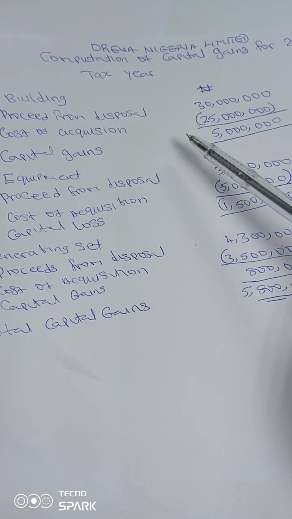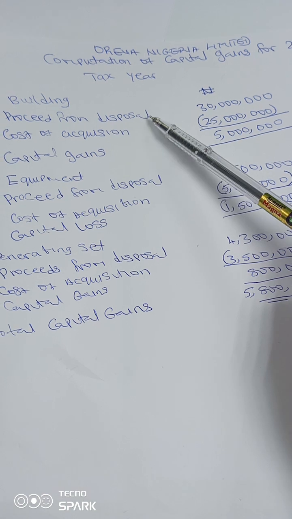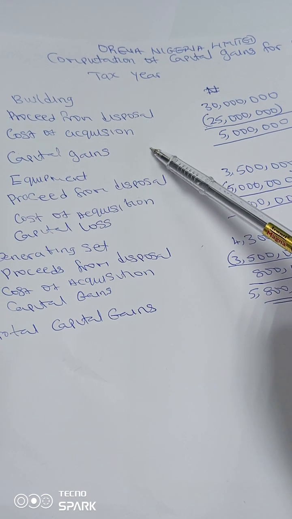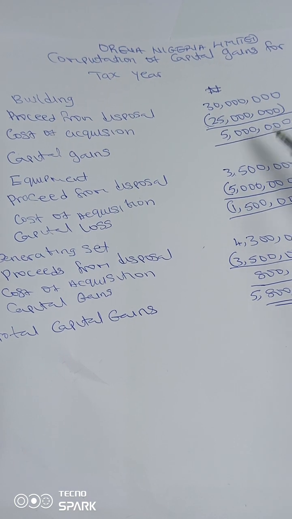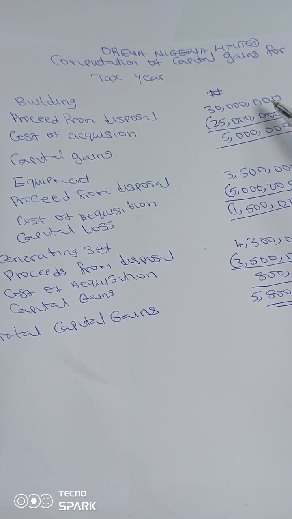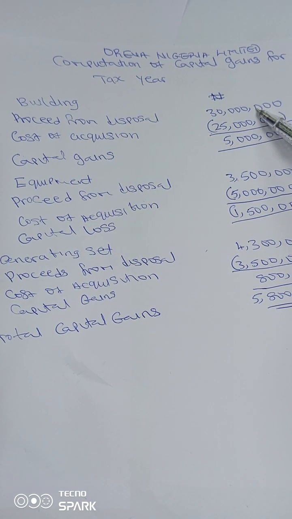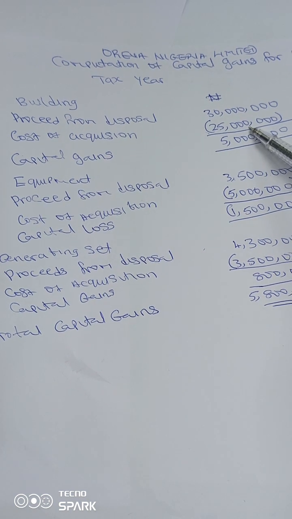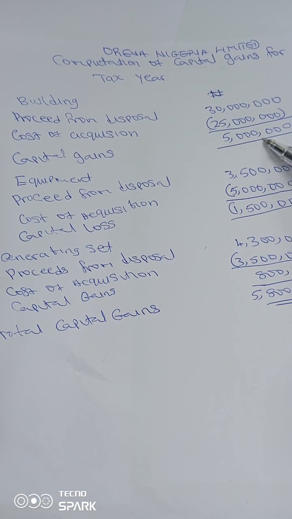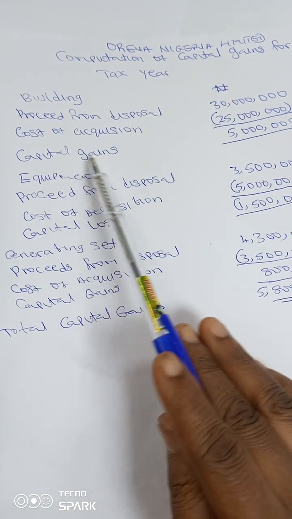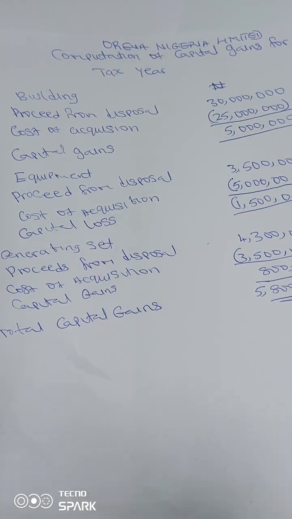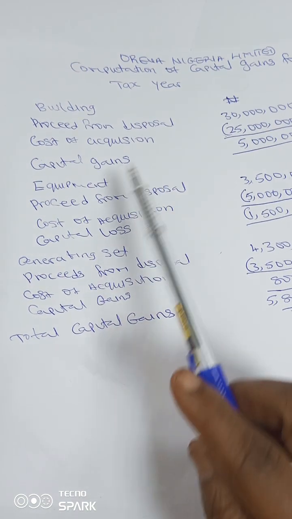We have to deduct the cost of acquisition from the cost of disposal so we can know if we are making a profit or a loss. So in this very one, we sold it at 30 million, but we acquired it at 25 million. So now we make a profit of 5 million. Okay, so when we make a profit, it's called a capital gain. Our capital is going up, so it's a gain.